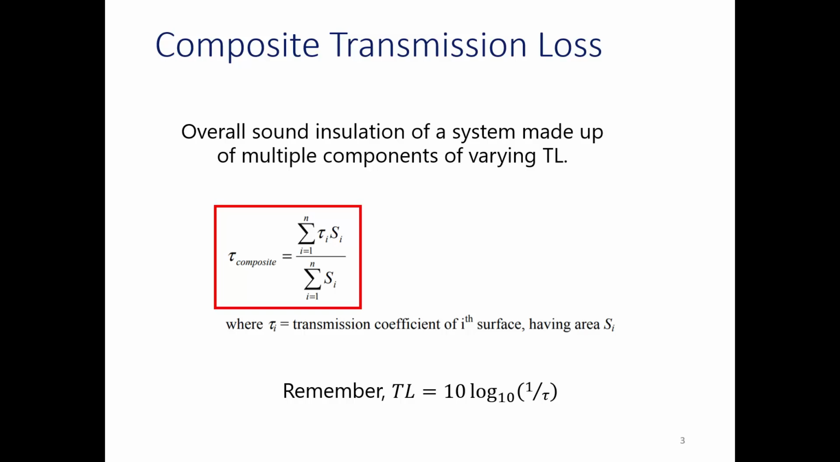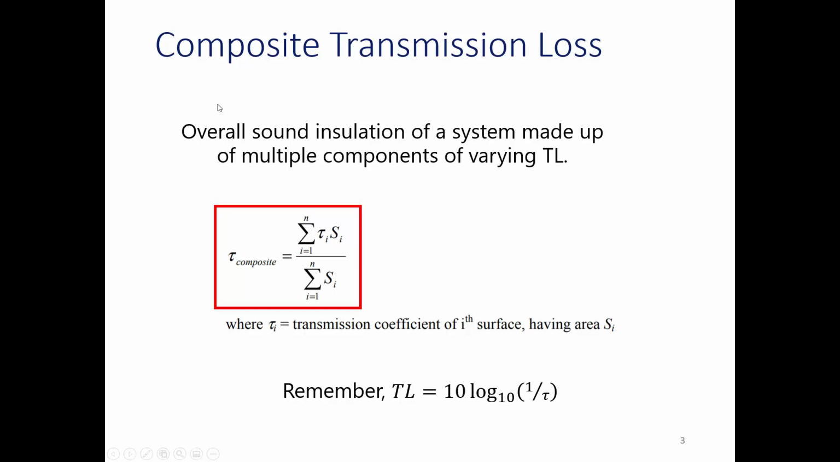And then the second subject of this is going to be noise reduction. So we'll use these predictions of what the composite transmission loss is to determine what the sound will be in a receiving space based on a noise in a source space. That's the big picture. First, let's start with composite transmission loss.